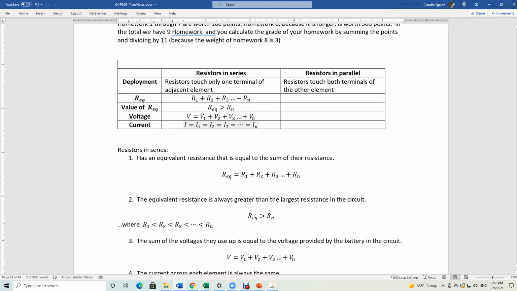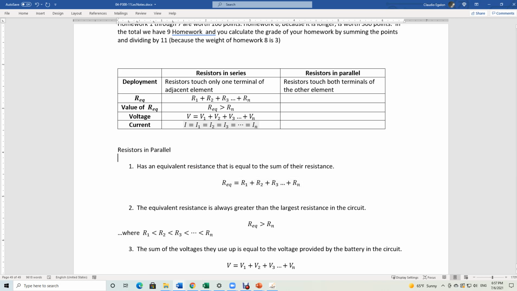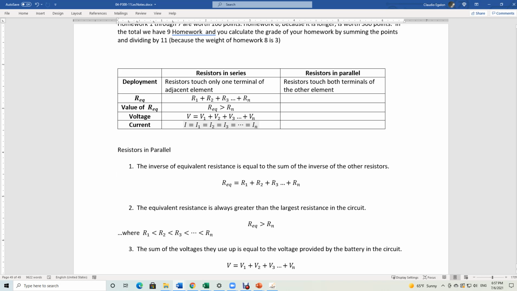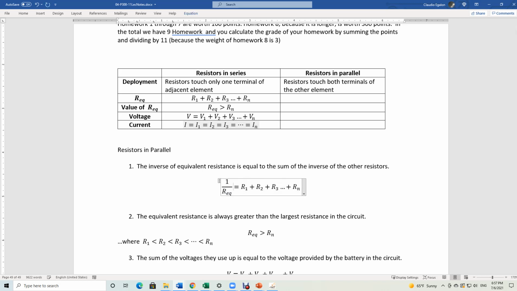Resistors in parallel. The equivalent resistance is equal to... the inverse. The way you do it is like that. The inverse of the equivalent resistance is equal to the sum of the inverse of the other resistors. Like that. Can you remember? If you remember the sum for one, the other one is going to be a sum too, but it's going to be the sum of the inverse.